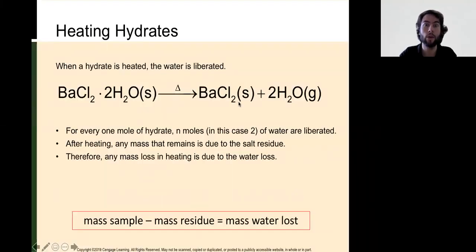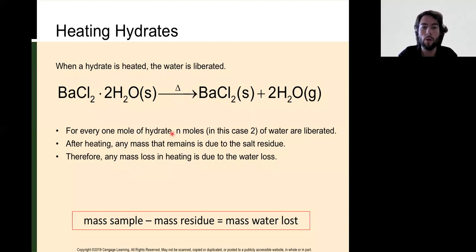Heating a hydrate. Whenever a hydrate is heated, the water is liberated because remember, it's not actually chemically bonded together with the barium chloride in this state. So with heating, you can liberate that water. You can evaporate away the water, which would leave a dry solid. This is a form of desiccation, removal of water. And this has the effect of liberating some steam or water vapor.